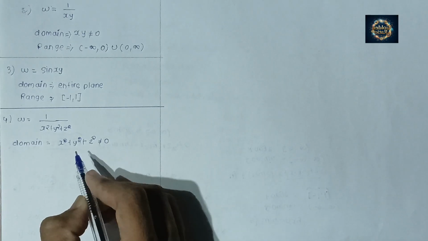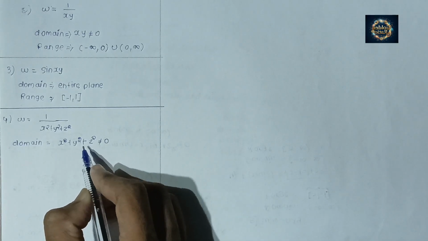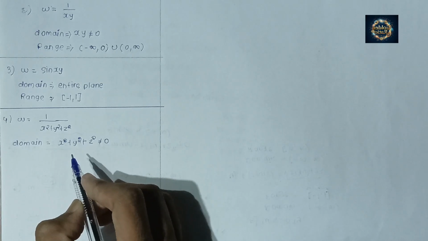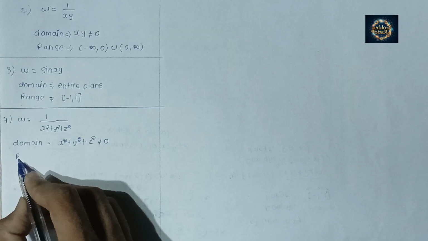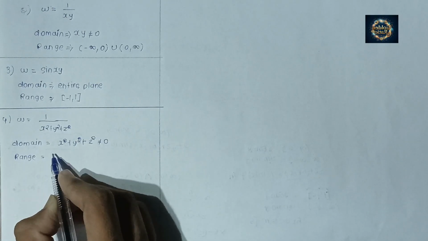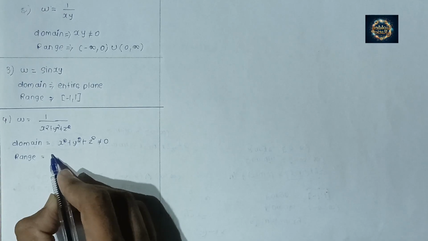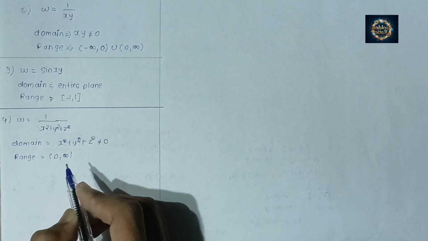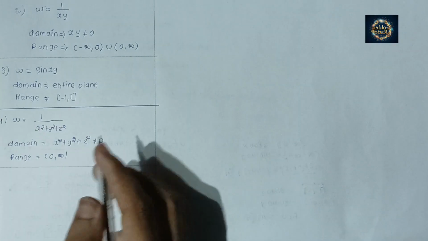That is the domain, except that everything is possible, meaning x, y, z should not be 0. If it is 0, the function is not defined. So the range, since it is a square term, we will always get a positive number, which we can write as the interval from 0 to infinity. So 0 is not included.